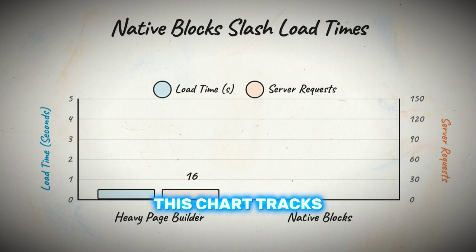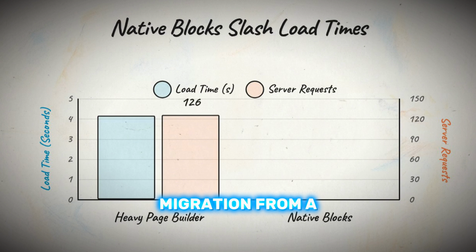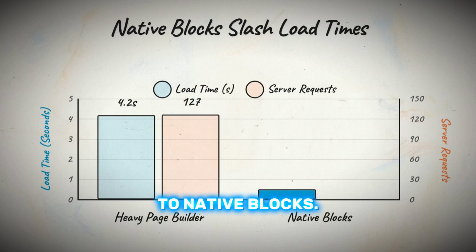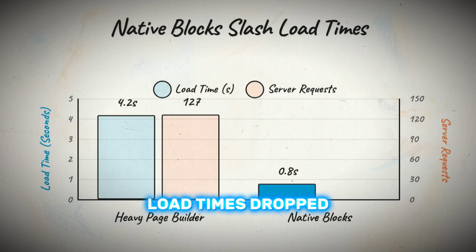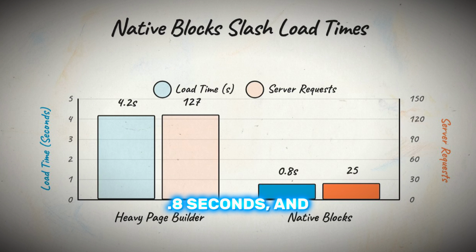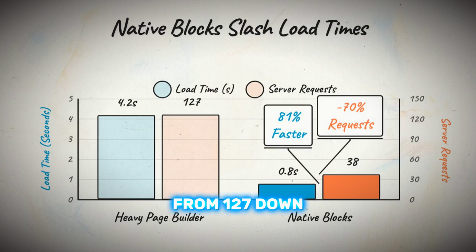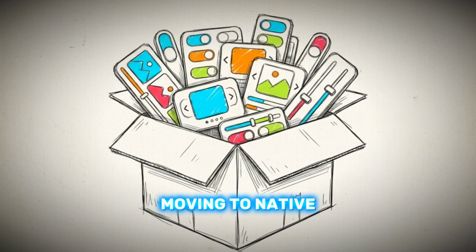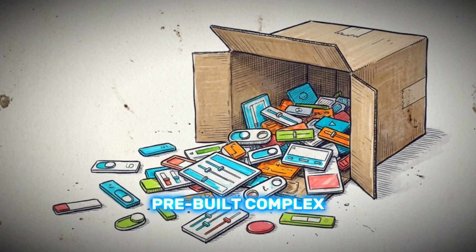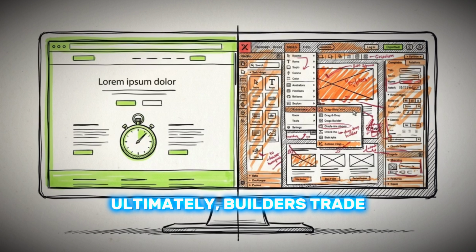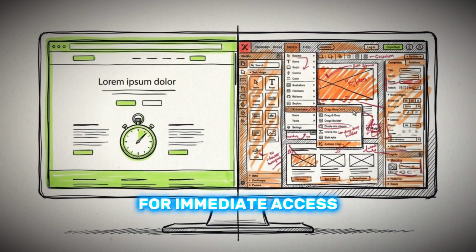This chart tracks a recent client migration from a heavy page builder to native blocks. Load times dropped from 4.2 seconds to 0.8 seconds, and server requests plummeted from 127 down to 38. Moving to native blocks does mean you lose the massive library of pre-built complex animation widgets that come right out of the box with page builders. Ultimately, builders trade foundational site speed and ad efficiency for immediate access to drag and drop visual components.